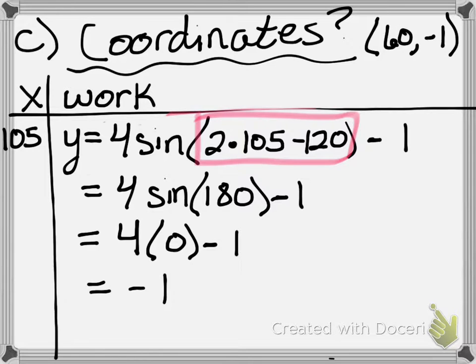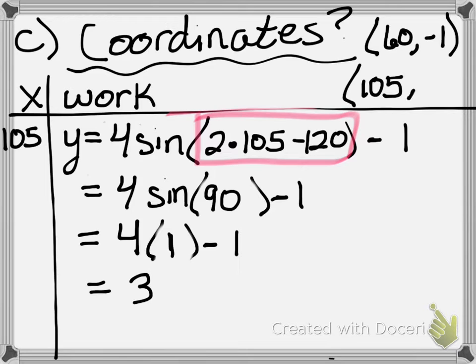I'm sorry, I seem to have messed up here. It's not 180. 2 times 105 minus 120 is actually 90. Then I find the sine of 90, and that's actually 1. So 4 times 1 minus 1 will give us the answer of 3. So that's another coordinate that we have, 105, comma 3. That's another thing that we are going to write. And you need to keep doing this with all 5 key points.